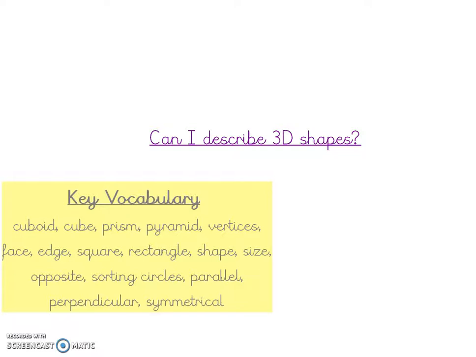In this session, we're going to try and answer the question of can I describe 3D shapes? And in order to do that, we're going to be identifying and sorting 3D shapes based on properties. So things such as their faces, their vertices and edges, those things we've learned previously when we've looked at 3D shapes. We're also going to deepen our understanding of cubes and cuboids and describe the shapes and dimensions of faces of different 3D shapes.